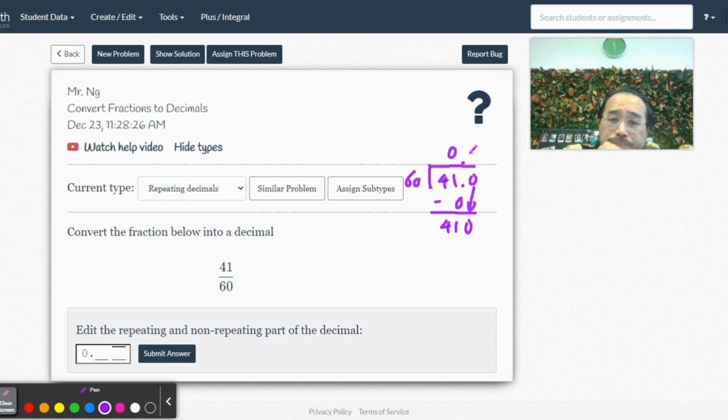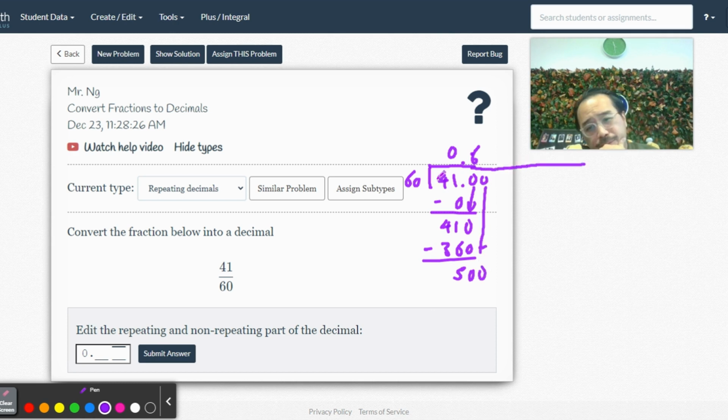How many times? Think about it. Let's see. 8 is no good. 8 times 6 is already 48. So 7. Nope, even 7 is too high. So it's going to be 6. 6 times 6 is 36. So that's 360. So that's 50. Add another 0. Bring it down.